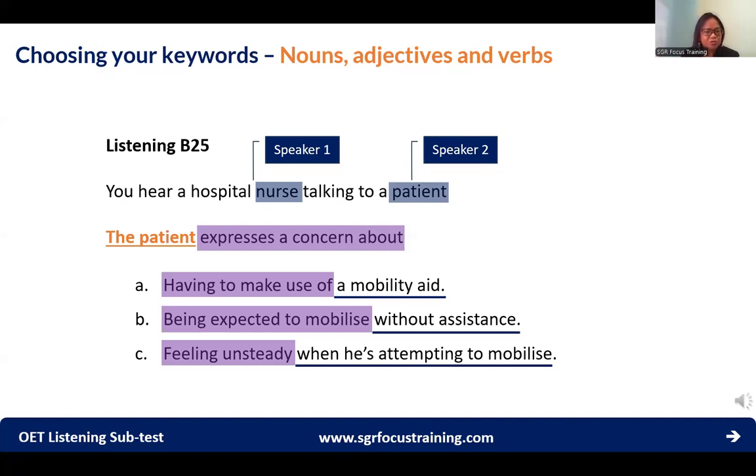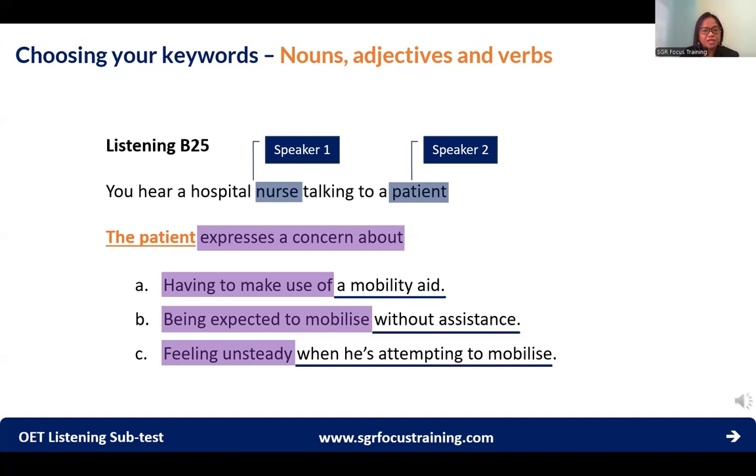If he is not worried about his mobility aid or any support, then the patient is not concerned about this and A is wrong. If you think B is the right answer, the recording must say he is expected to mobilize without someone assisting or supporting him. If in the recording you hear the patient can do things on his own or can do things independently, then that means B is incorrect. To choose letter C as your right answer, the patient must tell us that he feels unsteady whenever he is trying to move. If he tells us he is stable, he can walk, he can move steadily, then that means C is wrong.